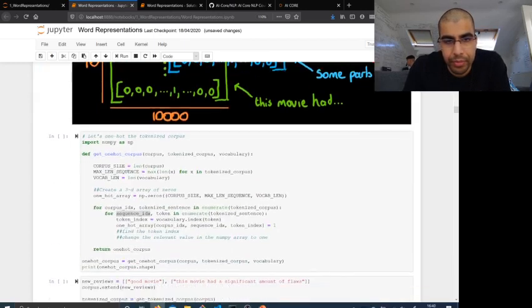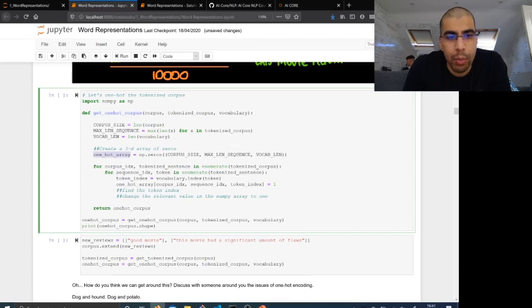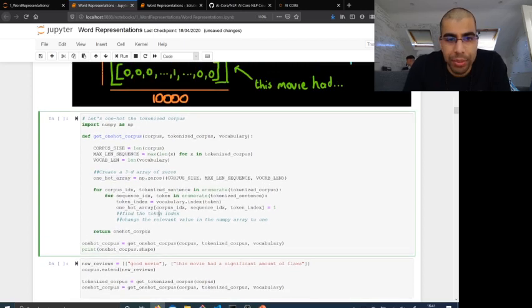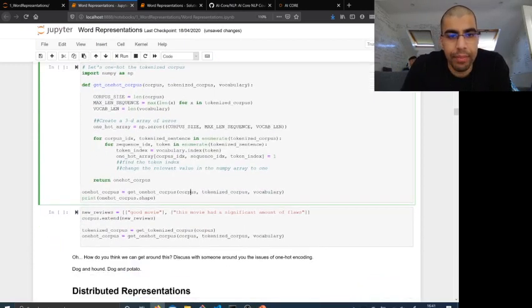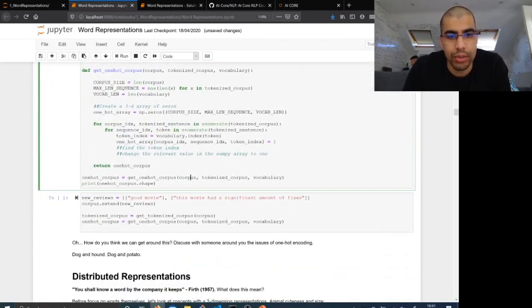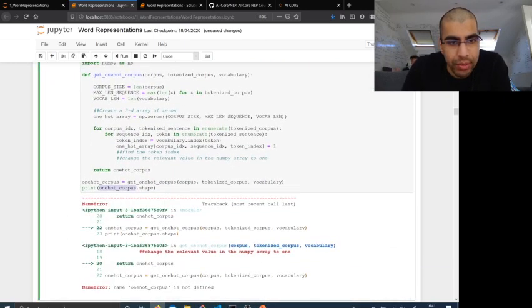and we're gonna change the value in our one hot array to the corpus index which we're currently considering, for the sequence index that we're currently considering, for the token that we've looked up. And we're going to change that from a 0 to a 1. And we're going to print that, and the shape should be 3 times 10 times 10,000. Name one hot corpus is not defined.